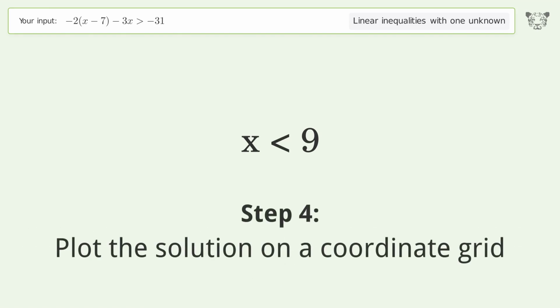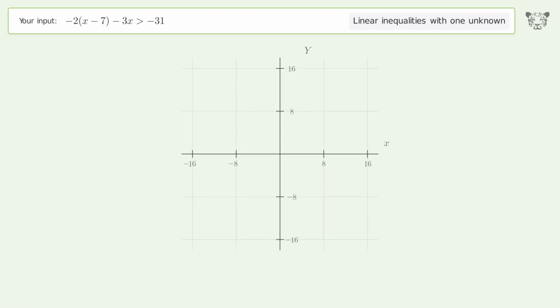Plot the solution on a coordinate grid. And so the final result is x smaller than 9.